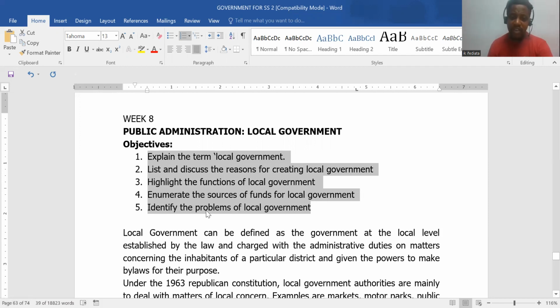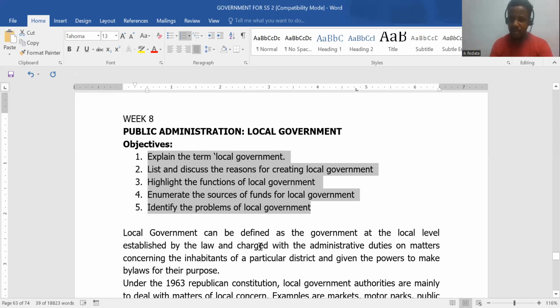So local government is defined as the government at the local level. You can also call it the grassroots government. That word grassroots government, you would see it most often in objective past questions. Another name for grassroots government is what? So it can be defined as the government at the local level, established by the law, of course, established by the acts of parliament.